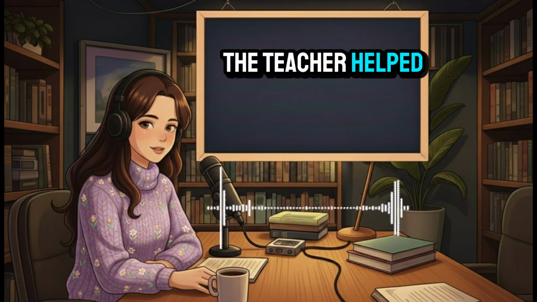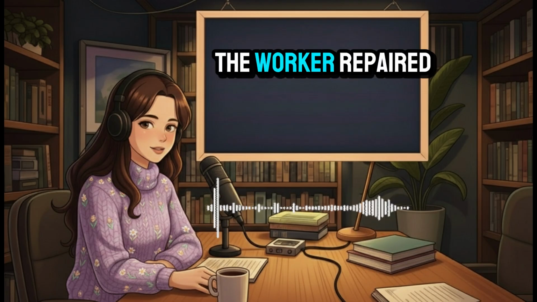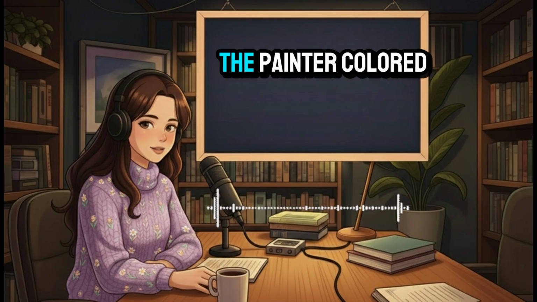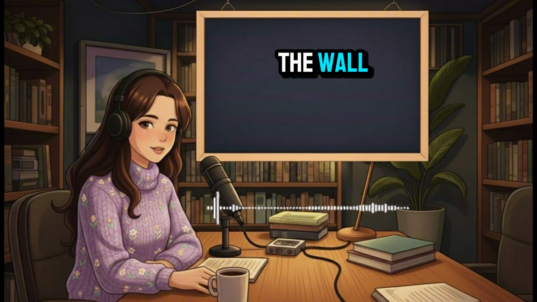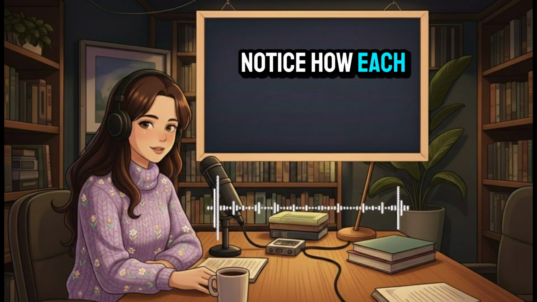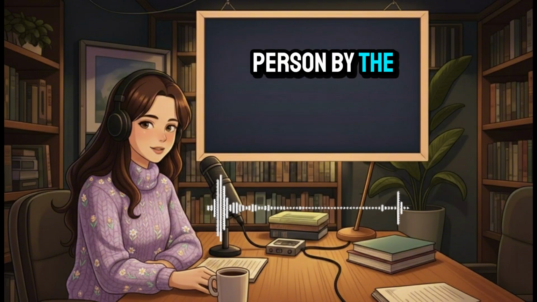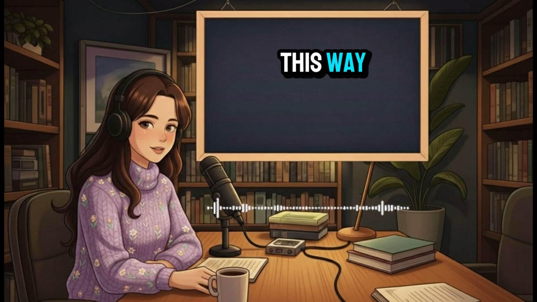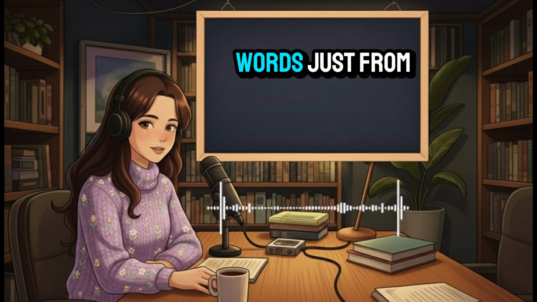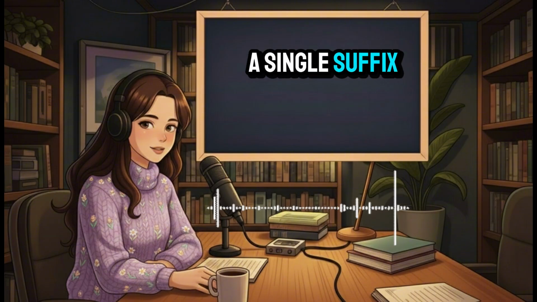The teacher helped the student. The worker repaired the car. The painter colored the wall. Notice how each word describes a person by the action they do. This way you can understand dozens of new words just from a single suffix.